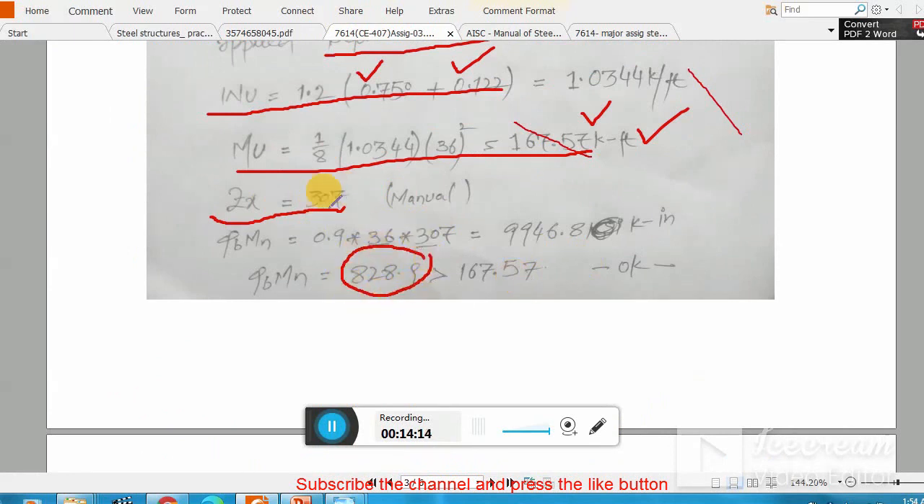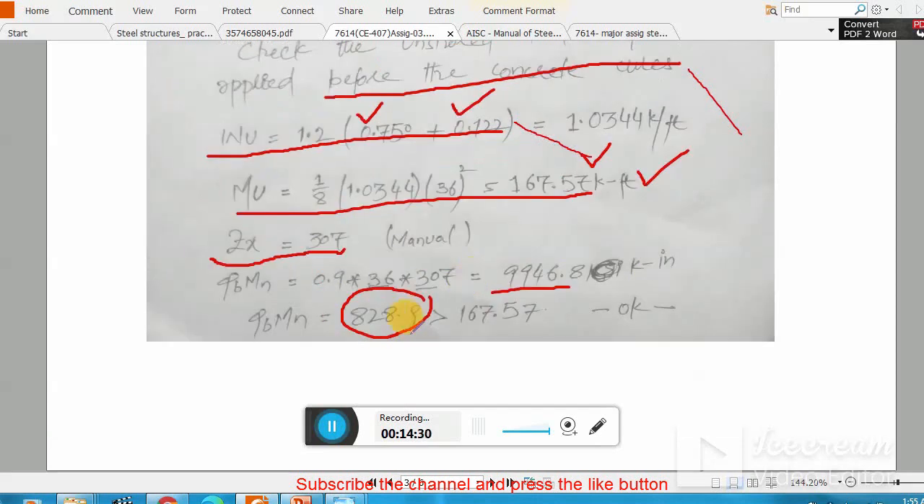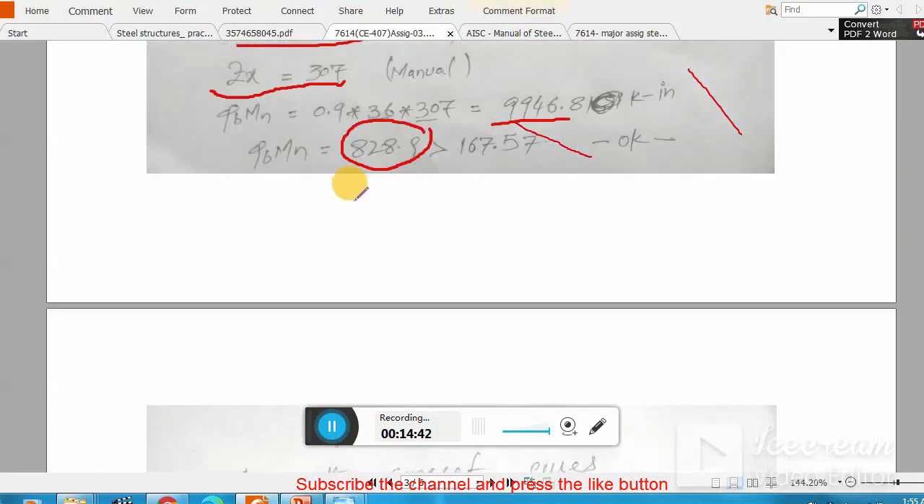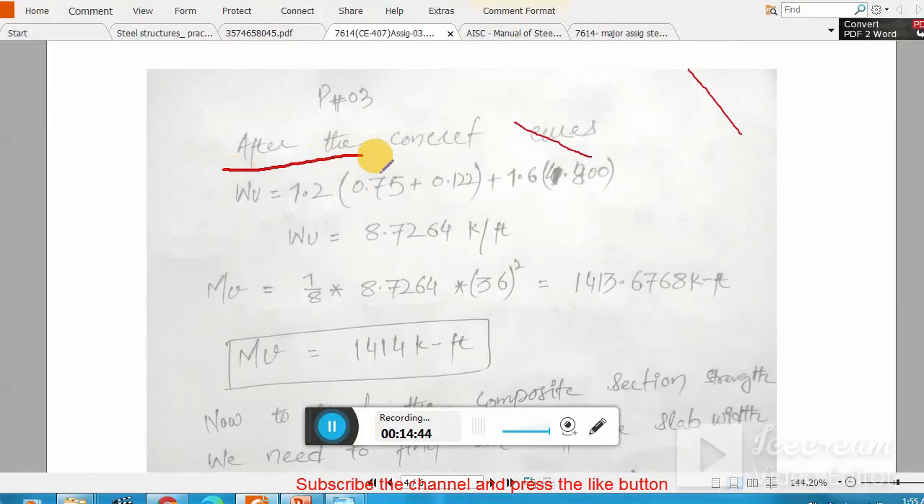Remember, if you have a ZX value, you can use your normal equation, that is Fy into ZX. You can gain this one, multiply this with kip-inch divided by 12, you got this one. Okay, so it is more than 167. So we are okay. We are okay, but before 28 days, when the concrete doesn't cover, means the concrete is yet in fresh stage.